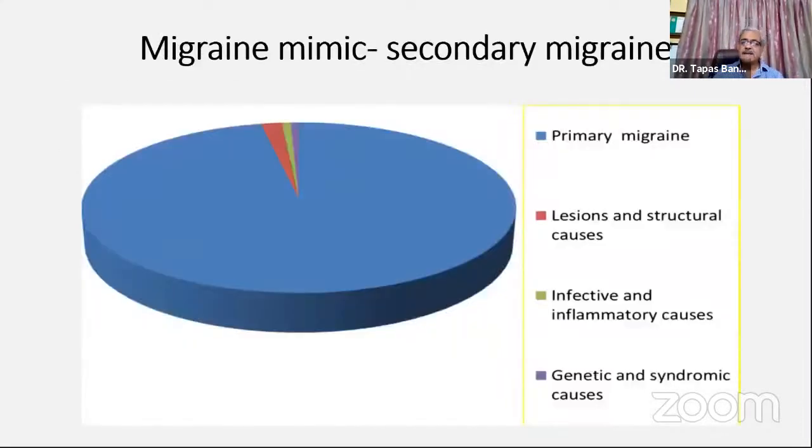Then there is secondary migraine. You know, migraine is a primary headache disorder. There is no underlying pathology in it. But there are certain causes, very rarely, where if there is a structural lesion in the brain or inflammatory disease in the brain, then it can present as a migrainous headache. And this we call secondary migraine.